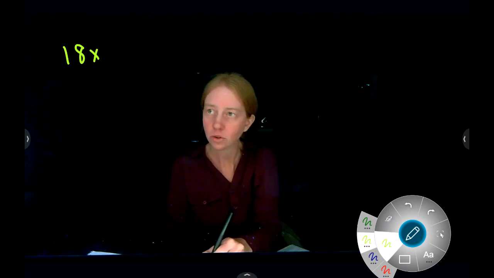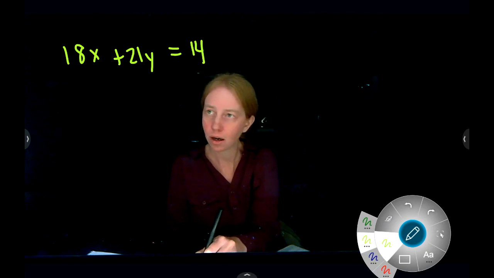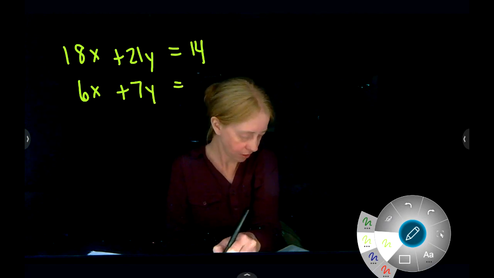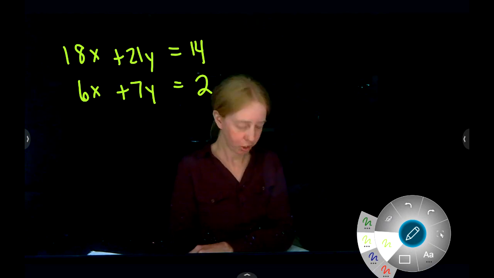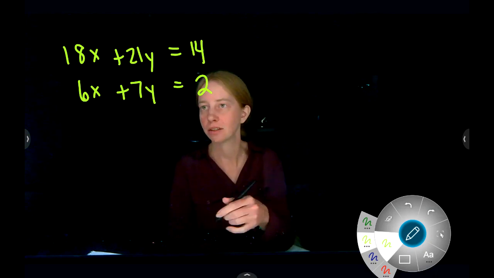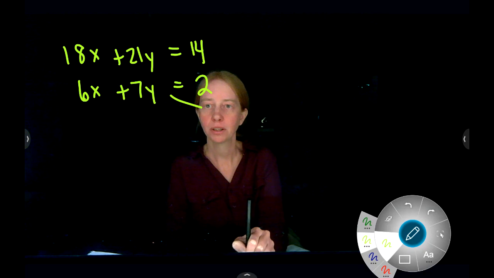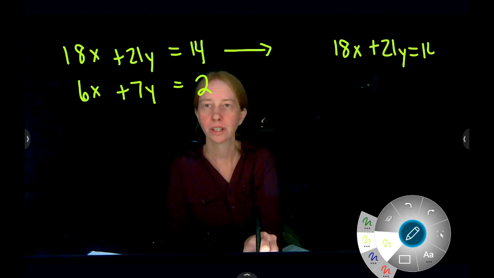So one more example here. Let's get this one written up on the board. 18x plus 21y equals 14. And then my next row is 6x plus 7y equals 2. All right. So in this case, remember, we're trying to get it so that we have something that we can subtract. So in this case, I would strongly consider leaving this equation just exactly like it is. 18x plus 21y equals 14.